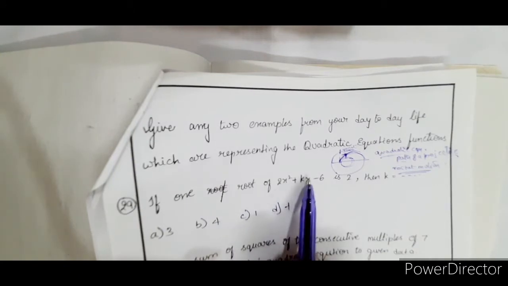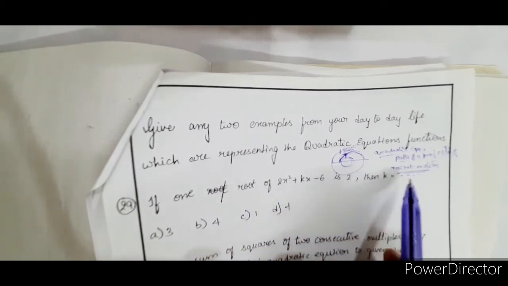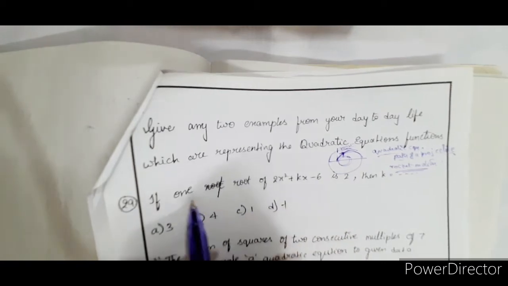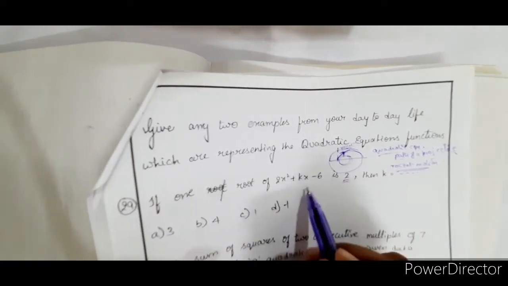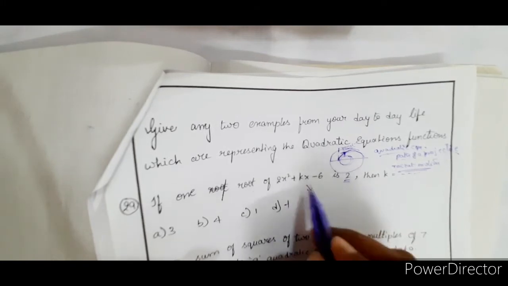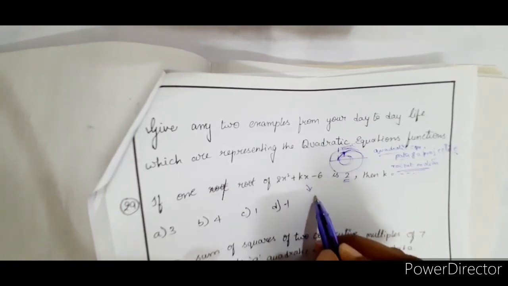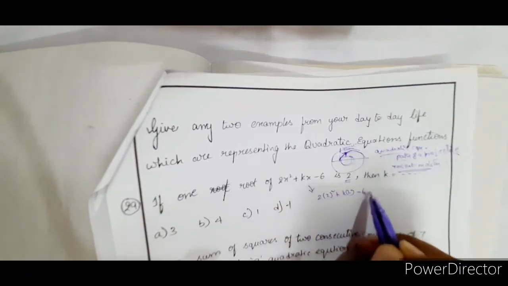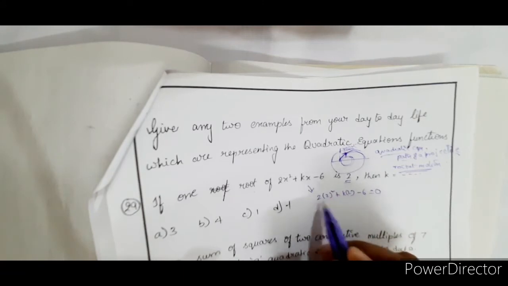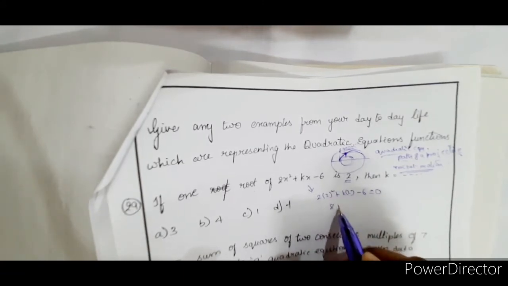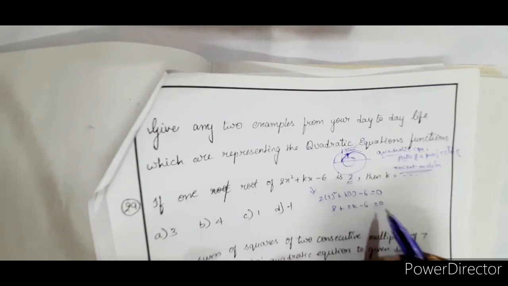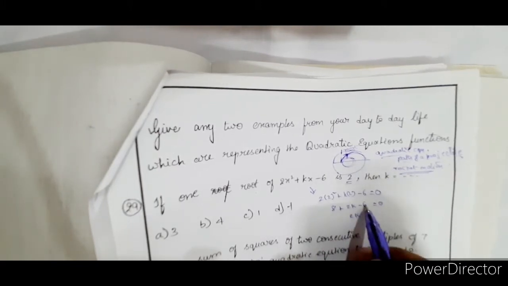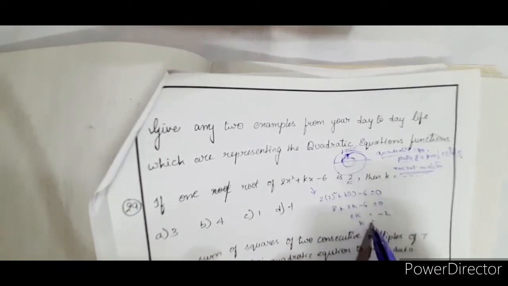Okay, right. If one of the roots of 2x square plus kx minus 6 is 2, then k is dash. Already what is given? One of the roots is 2 is given. So when it is 2, that means this is going to be equal to 0. That means 2 into 2 square plus k into 2 minus 6 is equal to 0. Now 4 2s are 8 plus 2k minus 6 is equal to 0, or 2k is equal to 8 minus 6 is 2, that is minus 2, k is equal to minus 1. So this is the right option.